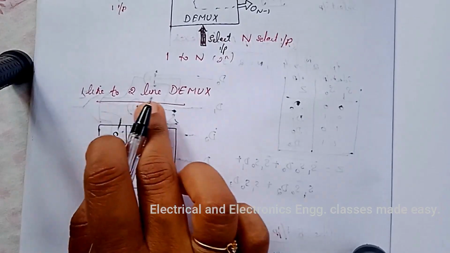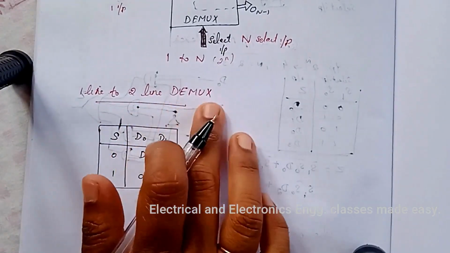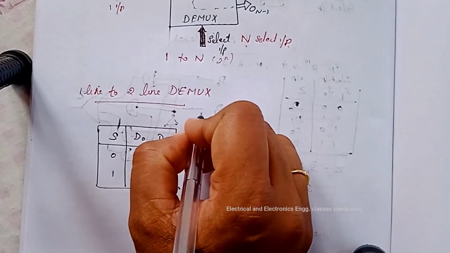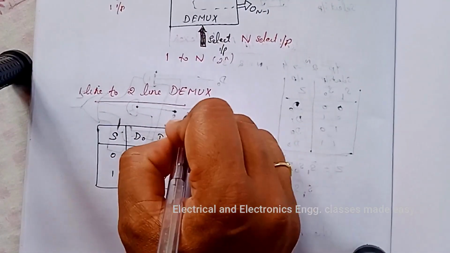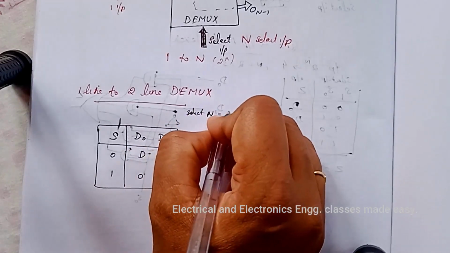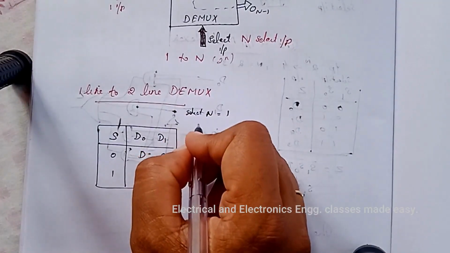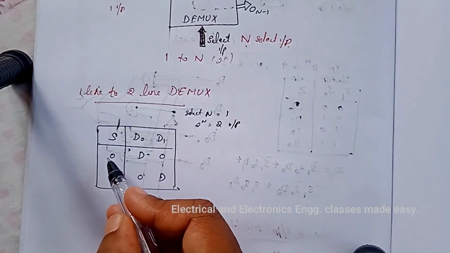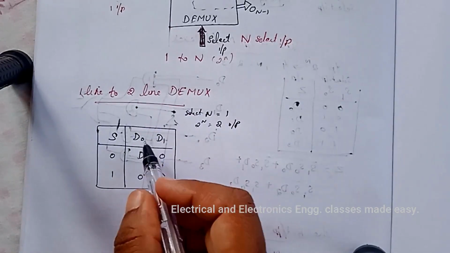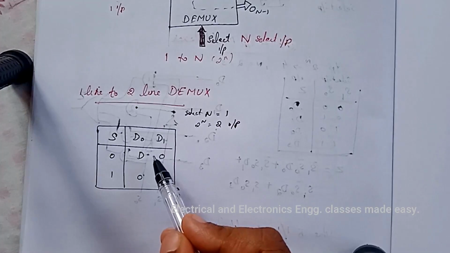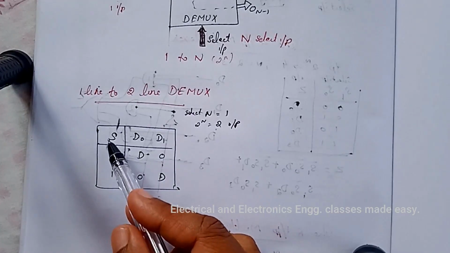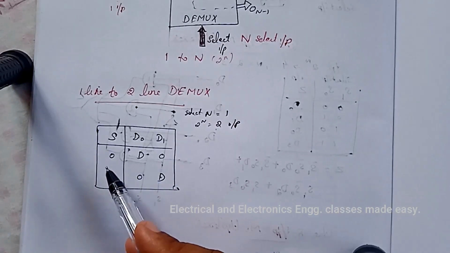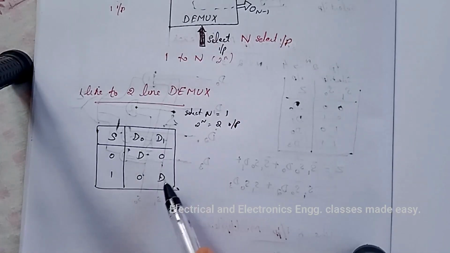Let us study one line to two line DEMUX. So in one line to two line DEMUX, the output lines are 2. So the select input n is equal to 1. So there will be 2 raised to n, that is 2 outputs. The select input line is 1. So according to the select input, the output lines are selected. So if the select input is 0, then D0 will be selected, and if the select input is 1, then D1 will be selected.